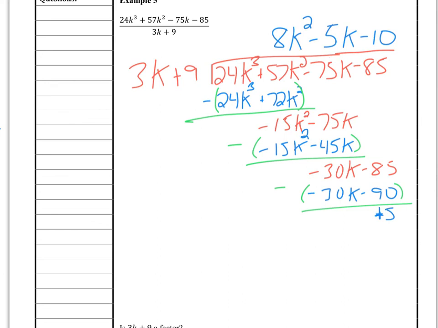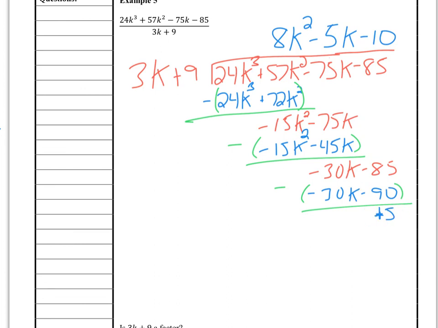And the next part is the part where people mess up as well. So we have negative 30k minus 85. We have to multiply 3 times something, and that something is negative 10, which gives us negative 30k. So then the negative 10 times the 9 is going to give us minus 90. Again, the 30k's cancel. Negative 85 minus negative 90 becomes plus, which means we have a positive 5 left over.